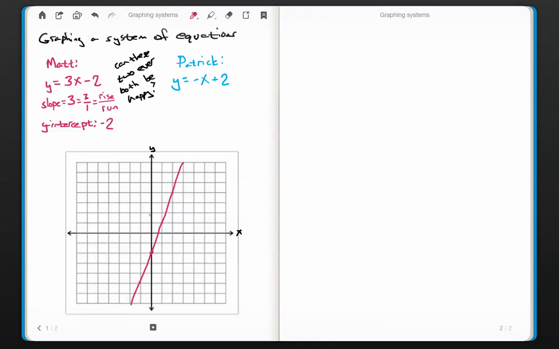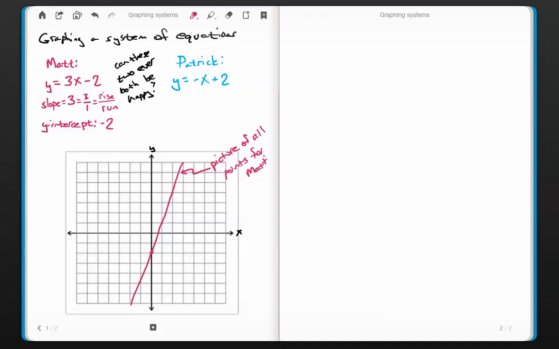And it goes like that. Okay, so we'll make a note here. This is a picture of all points for Matt.